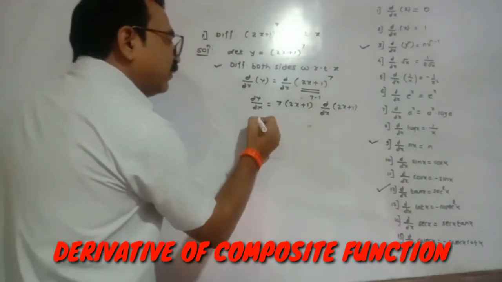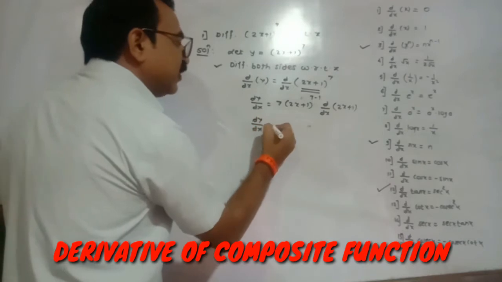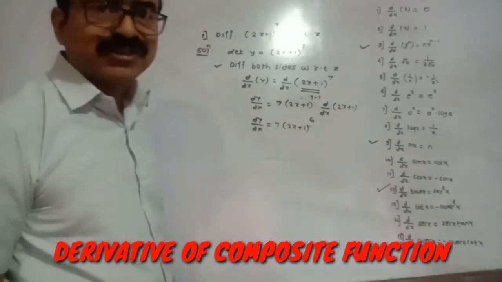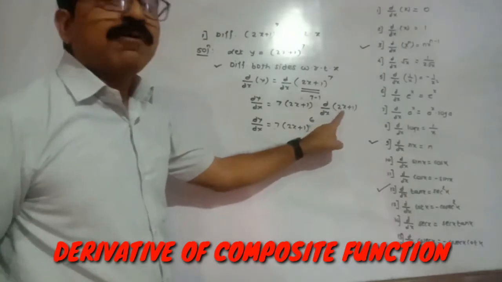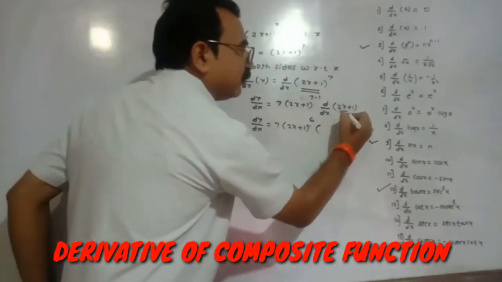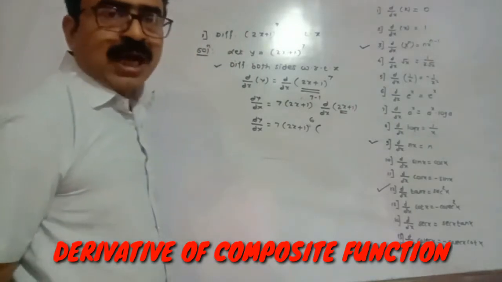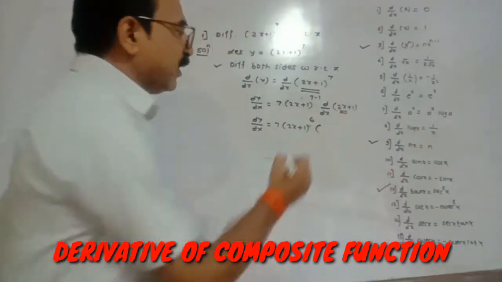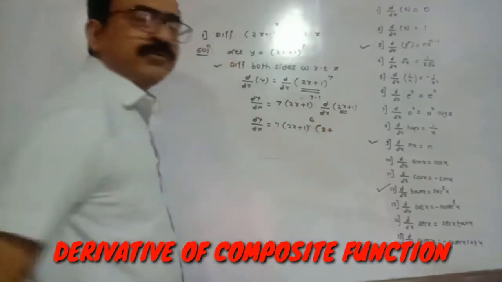Okay, so friend, dy by dx is equal to 7 times (2x + 1) raised to power 7 minus 1, which means 6, times the derivative of 2x. This matches with the derivative of nx. And what is the derivative of nx? It is n. Similarly, the derivative of 2x is 2, plus 1.